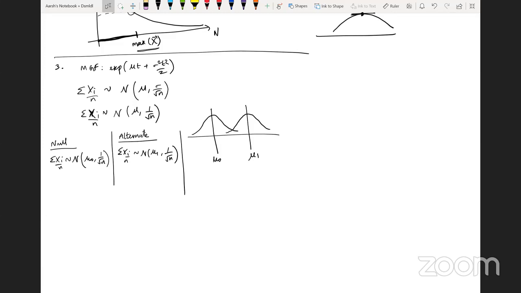So recall what a test is. When you observe a sample, the test is a function which will tell you the probability to reject it. So let's say that I've observed a sample x1 to xn, and I want to find out whether I want to reject the null hypothesis or not. So the test will tell me. The test is a function which will take these values as input, and it will tell me whether h naught should be rejected or accepted.